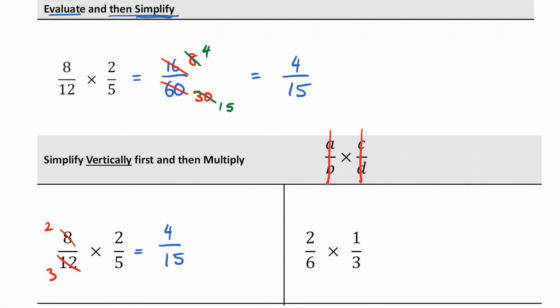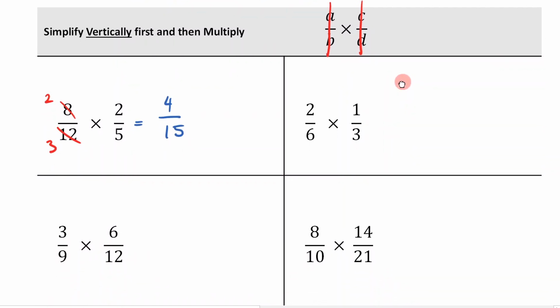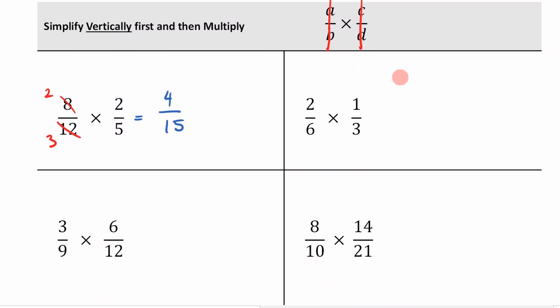Okay, so let's come to our next question here, and you might like to pause the video, try them yourselves, kind of work at your own speed here. Don't feel you have to go at my speed, you might be working a bit quicker. So we've got 2 on 6 times 1/3. Well, can I simplify 1/3? No, I can't.